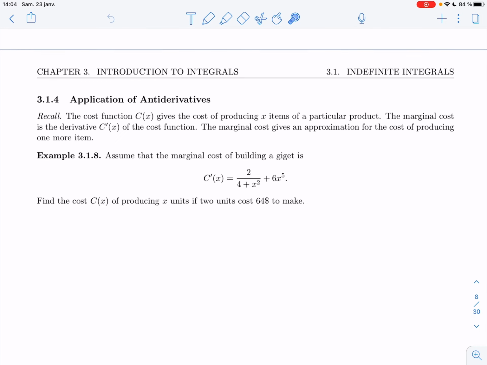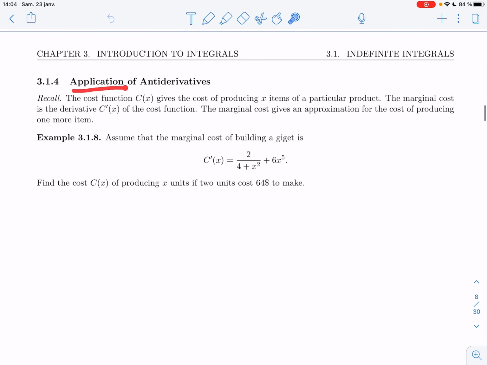Welcome back. In this section, we'll be looking at applications of antiderivatives, and so of indefinite integrals as well. If you remember from Cal 1, the cost function c of x gives the cost of producing x items of a particular product. The marginal cost is the derivative c prime of x of the cost function. So you have the cost function c of x, you have the derivative c prime of x. The marginal cost, this derivative, gives an approximation for the cost of producing one more item.